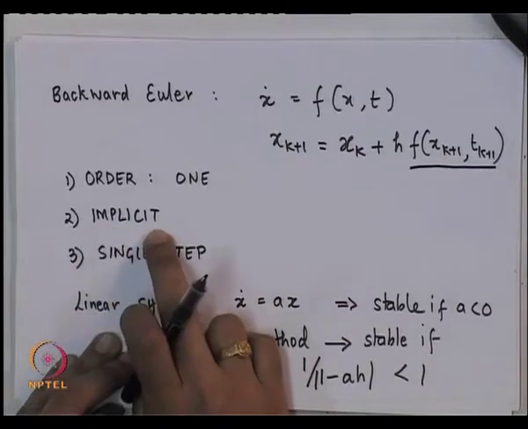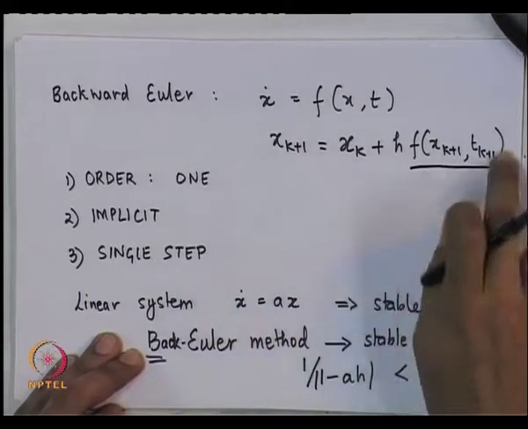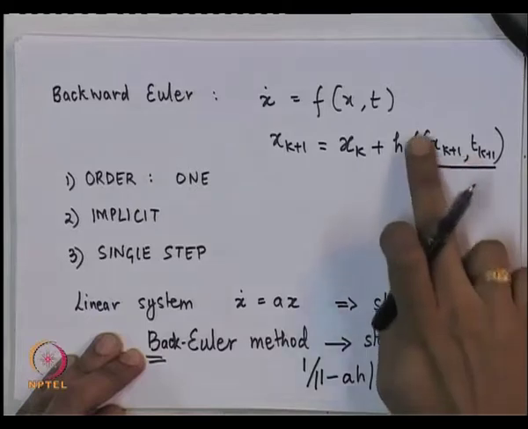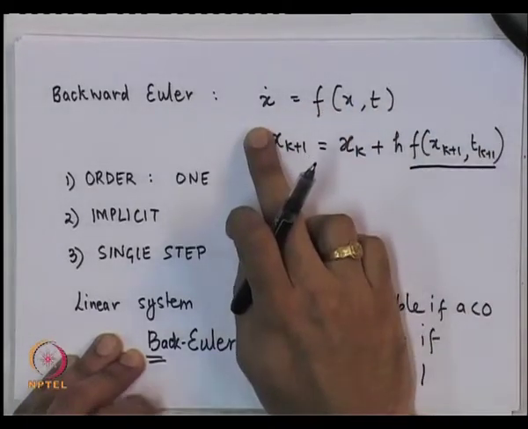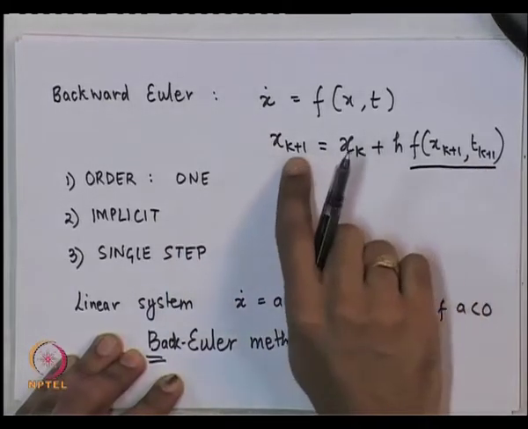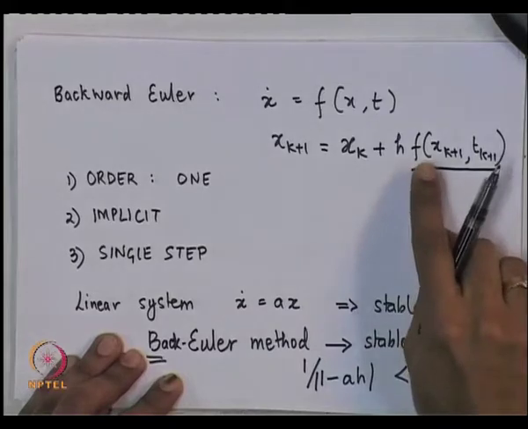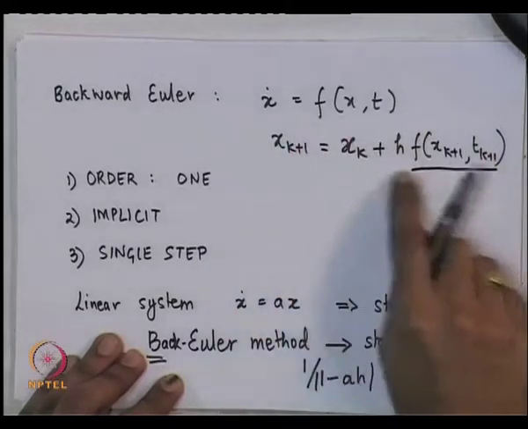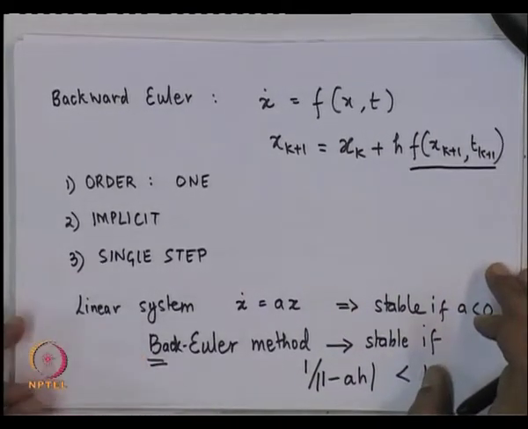It is an implicit method in the sense that to evaluate x k plus 1, you have to solve this equation. x k plus 1 appears within this function, therefore, you need a numerical method at every time step in order to get x k plus 1. For example, if f is a nonlinear function, you will have to use some numerical method to solve algebraic equations like Newton-Raphson or Gauss-Seidel.